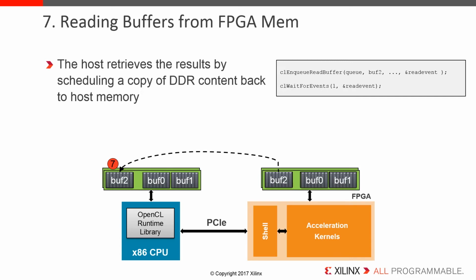Now, the clEnqueueReadBuffer API is used to transfer data from the DDR back into the global memory. Again, the naming convention is as before. This is an enqueue operation for the host code, and the operation for the host is to read a buffer from the device.